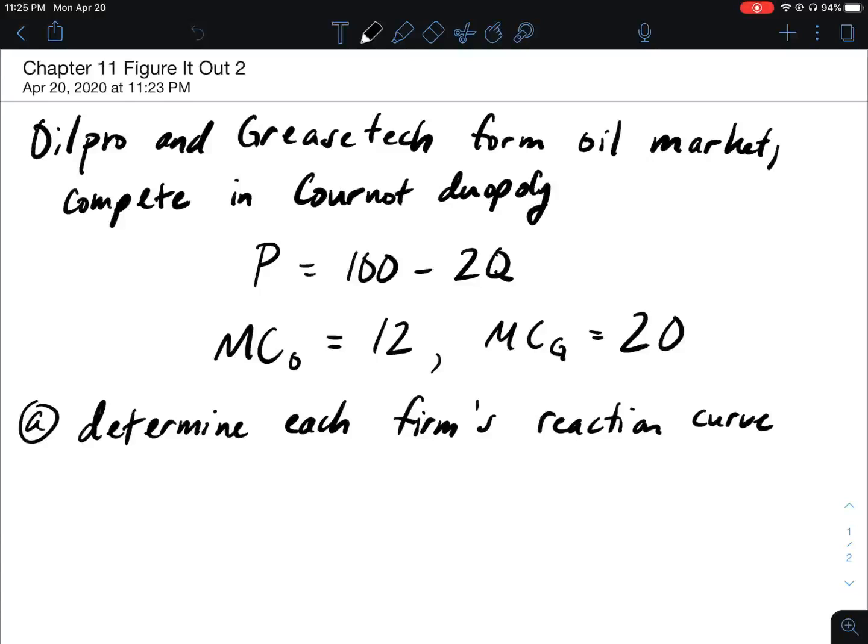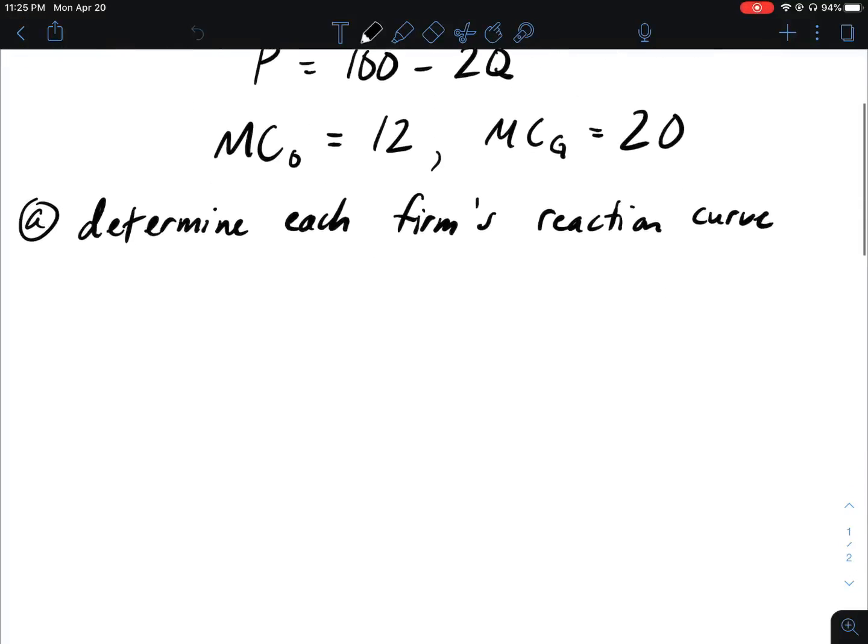For the second example, in Chapter 11, we have two firms, Oil Pro and Greasetech. They form an oil market, and they compete in a Cournot duopoly. That means that they compete in quantities. They have an inverse demand curve of 100 minus 2Q. Oil Pro has a marginal cost of 12, and Gas Pro has a marginal cost of 20. So the first part asks for you to determine each firm's reaction curve.